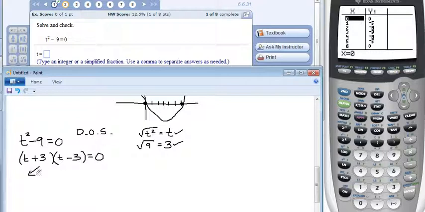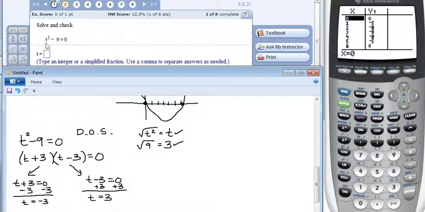I know that either this has to be 0 or this has to be 0. I've turned my quadratic into 2 separate linear equations, very easy to solve. So I have t is equal to -3, there's one answer, or adding my 3 across, I get t is equal to 3. So those are my 2 solutions. Okay?